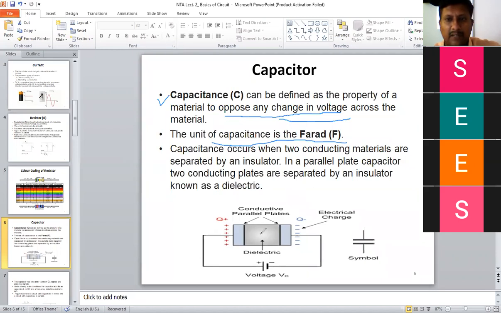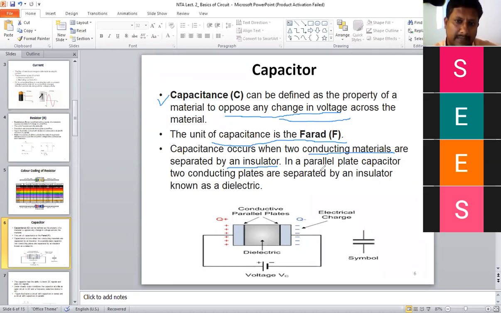So how will the capacitor form? How does it get constructed? Capacitance occurs when two different conducting materials are separated by an insulator. The insulator is the dielectric medium. So it will form what? A capacitor. When two different conducting materials are separated by an insulating material, or dielectric material, or vacuum, then it will form the capacitor.